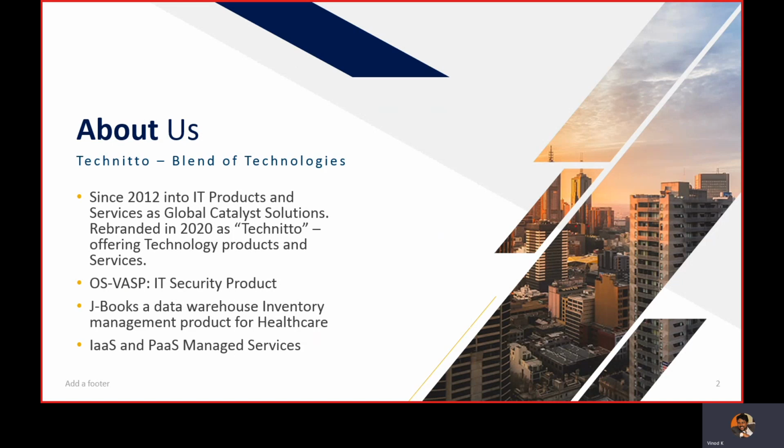Let me give a quick intro about who we are. Technito initially started in the year 2012 under the name Global Catalyst. In 2020, we rebranded it as Technito, and we are offering a lot of technology products and SaaS offerings. OS VASP is one of the IT security products, and that's what we are going to cover today. We have other products like JBook, a data warehouse product for healthcare to manage their inventory. We also have infrastructure as a service and platform as a service offerings.